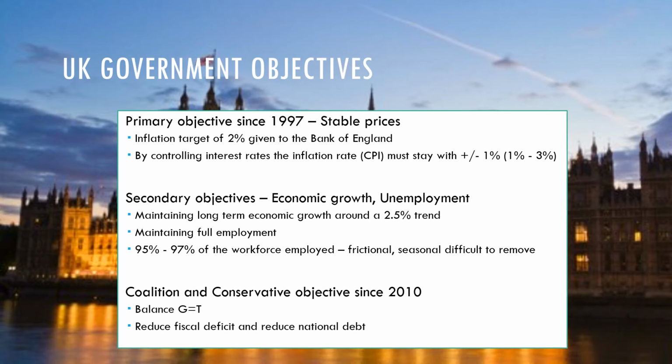A third objective, particularly relevant for the Conservative government and the coalition government before that, is to try and balance the government's budget. Currently, the government spends more than it receives in taxation, and as a result, is increasing the national debt. So one of the targets has been to try and make sure that government spending is the same as taxation, although this target is not likely to be met until after 2020.